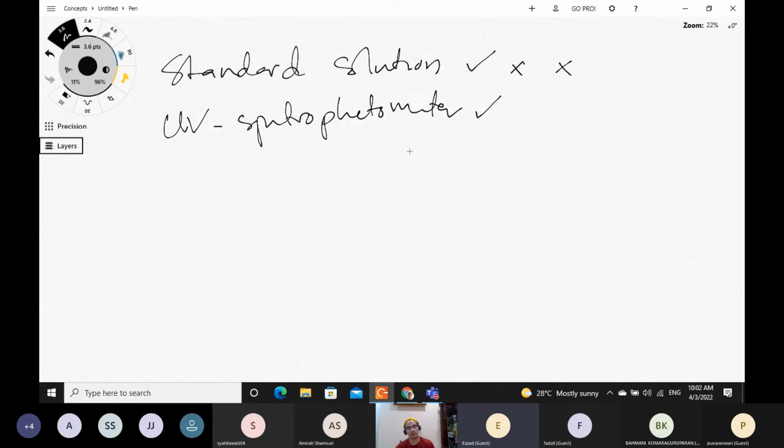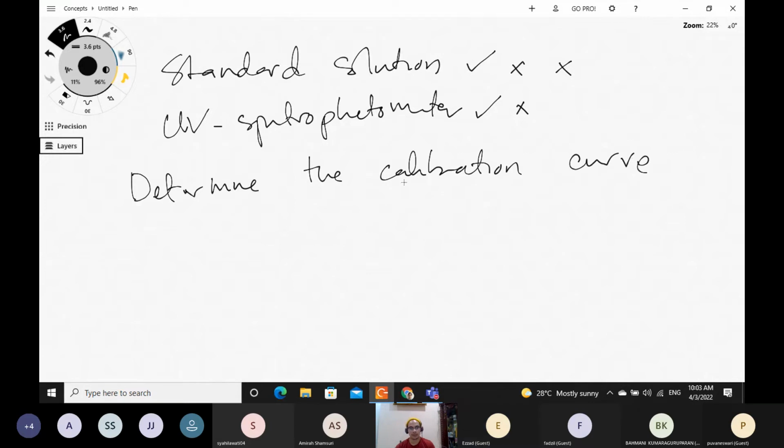Okay, it is the same with the UV spectrophotometer, our instrument. If it has not been calibrated for a long time, it may not be good. So the final result of this analysis depends a lot on the quality of our standard solution and also the UV-visible spectrophotometer. So that's why we want to determine the calibration curve. So why do we want to determine the calibration curve and what is a calibration curve?